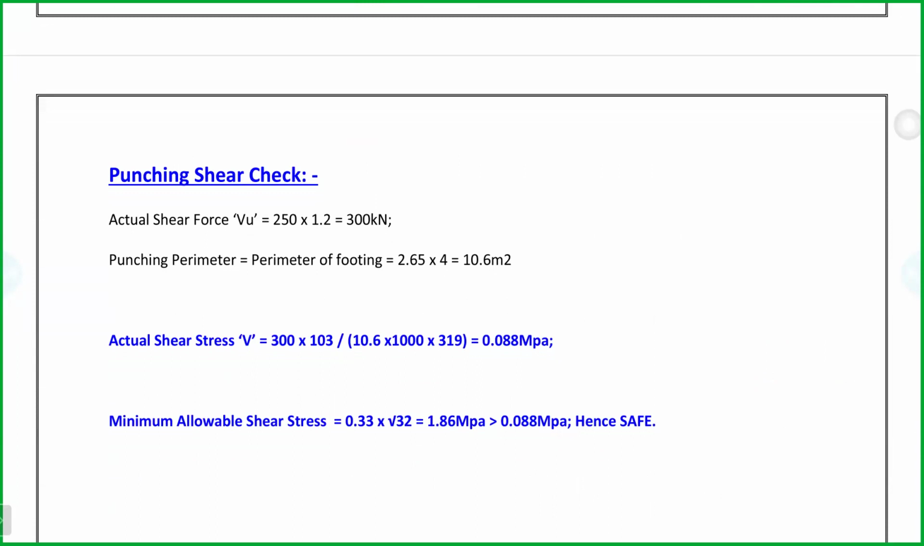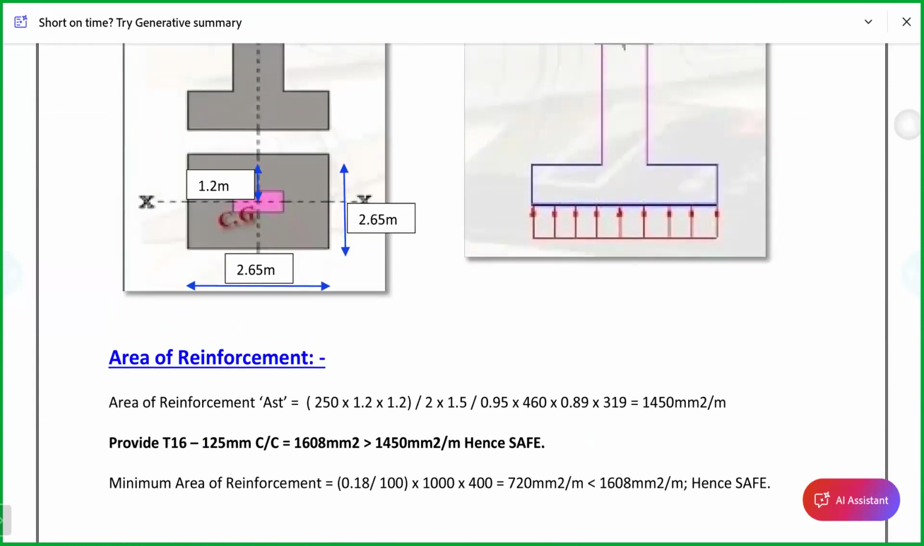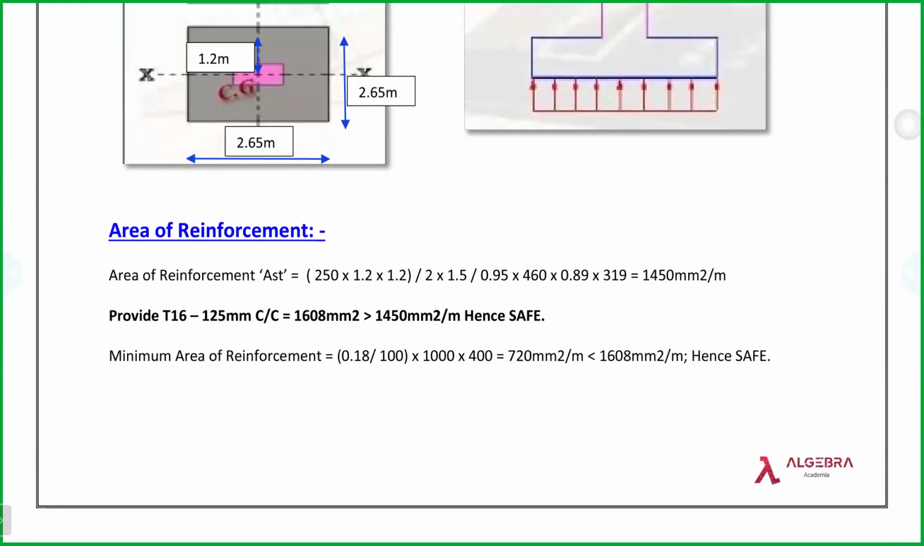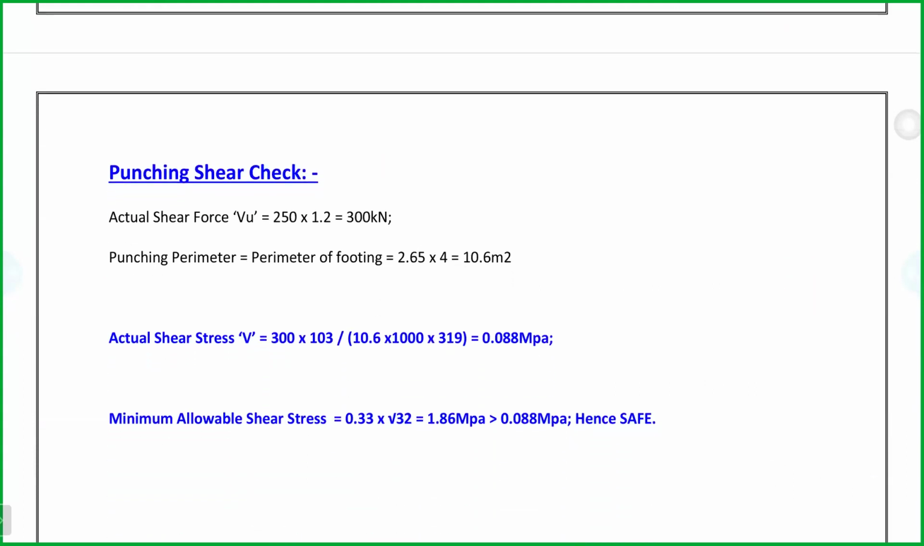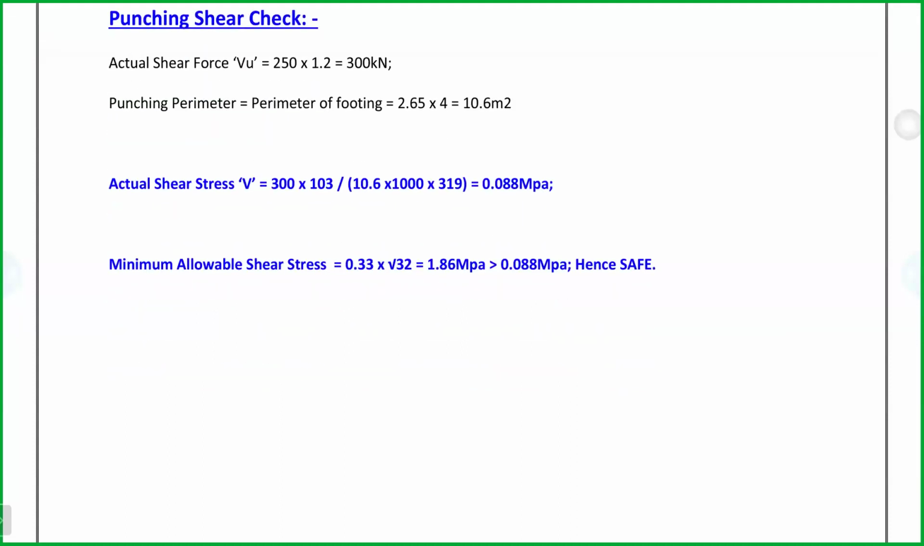The punching perimeter is the perimeter of the footing. What is the perimeter of footing? 2.65 on each side, so 2.65 multiplied by 4, which is 10.6. What is the actual shear stress? Load by area. The load is 300 kN, 10 to the power of 3, divided by the area. The area is 1 meter multiplied by the effective depth. This is called the punching area. Multiplying by the punching perimeter gives 0.088 Newton per millimeter square.